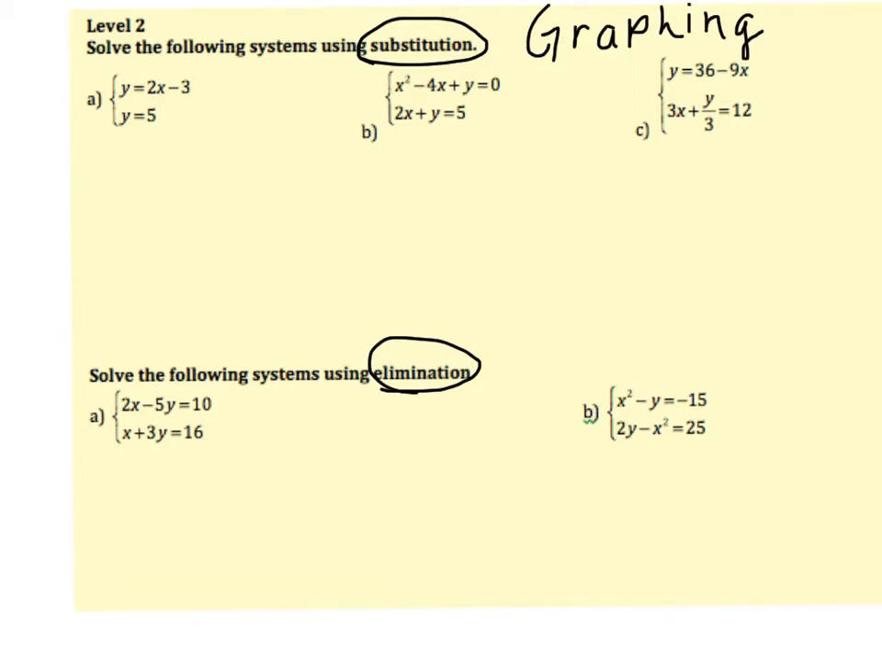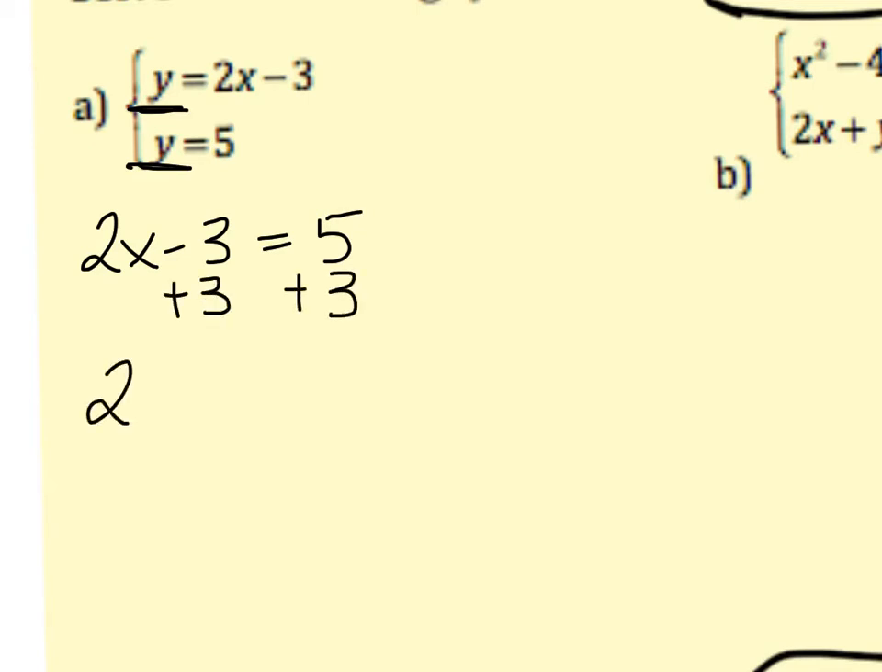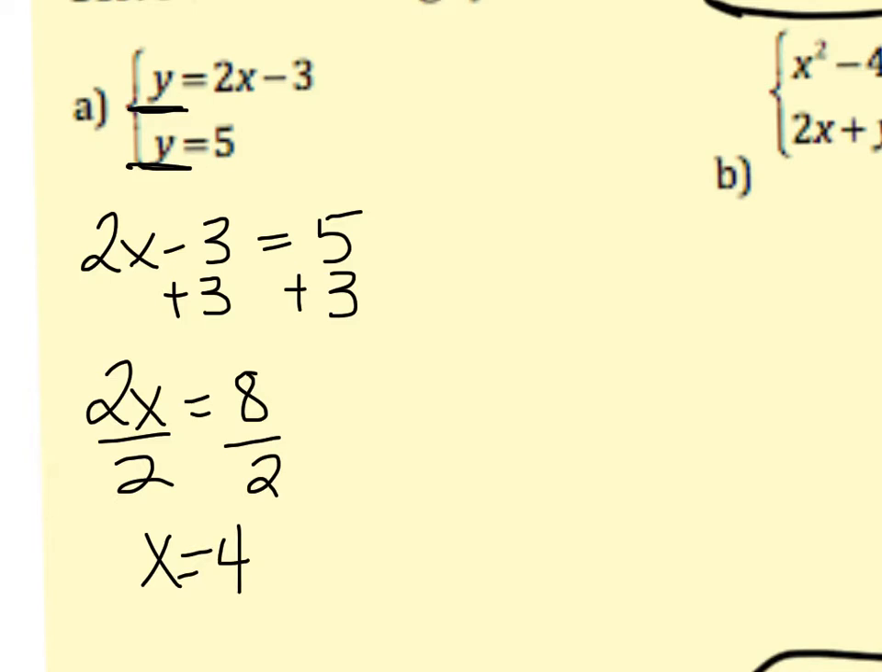So in A, if we had a graph, these would be very easy to graph. Instead, since we don't have a coordinate plane, let's go ahead and just substitute. Since they're both equal to y, we can set them equal to each other. So 2x minus 3 equals 5. And then it's just a matter of solving for x. So plus 3 and plus 3. So you get 2x equals 8, and divide by 2. So x is going to equal 4.